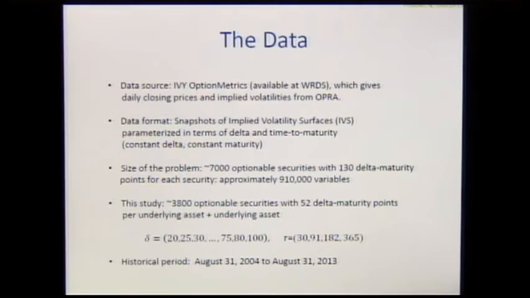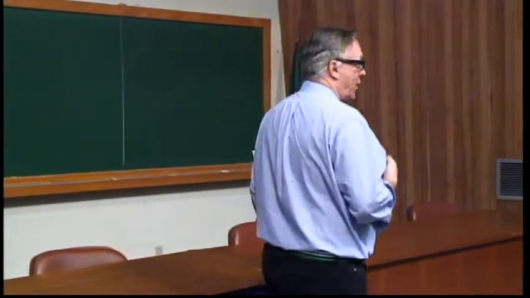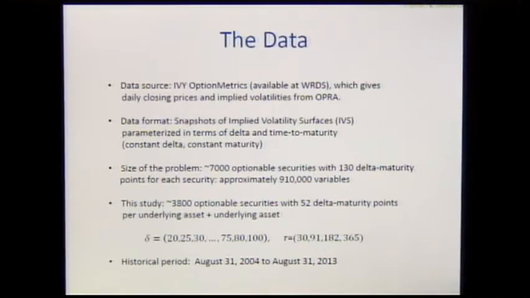The size of the problem: there are about 77,000 optionable securities, and we work with 50 delta-maturity points. They're actually 130. Approximately 910,000 variables, just to impress you that it's a big problem. It's a big problem because, you know, in Brazil we have 600 stocks that trade, but there are only maybe 10 stocks that have options. And of those, there are only 3 stocks that have liquid options, Petrobras, Vale, and Eletrobras, Usiminas, or whatever. But in the United States, we have 7,000 to 9,000 stocks which have open interest every day, and there's a settlement price.